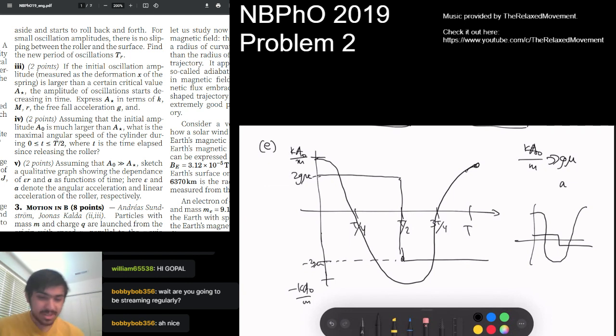This problem 2 was pretty... I didn't like it. I like problem 1 a lot better, the orbital mechanics problem.